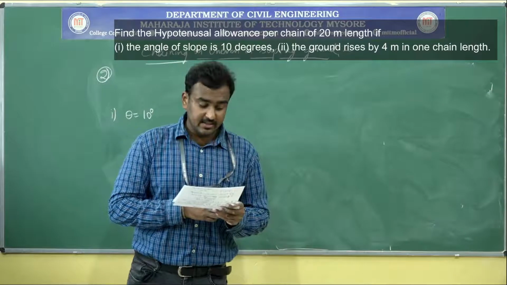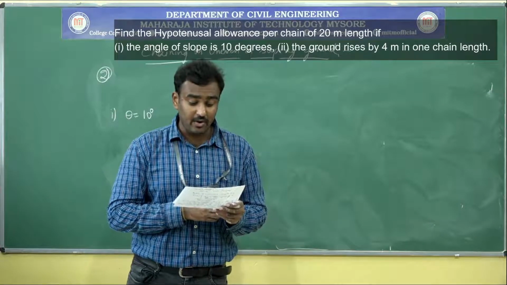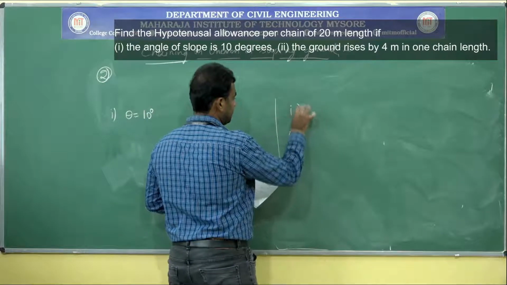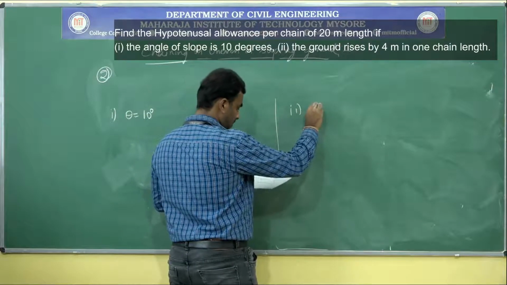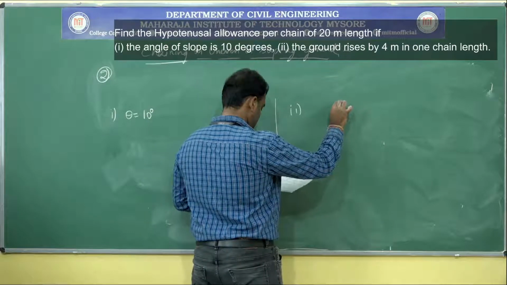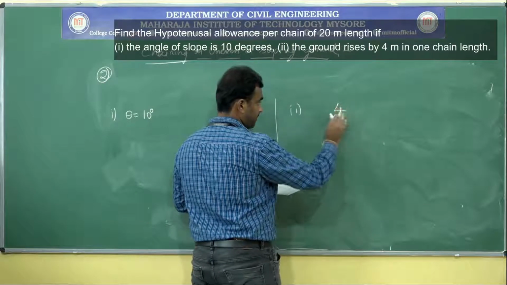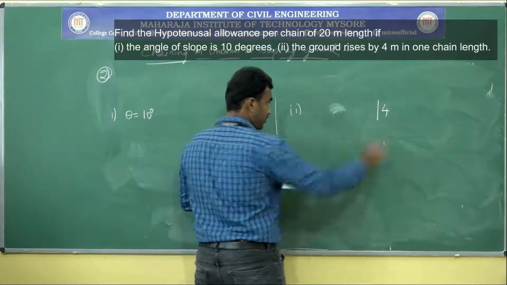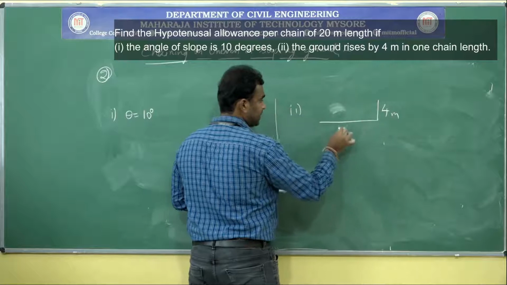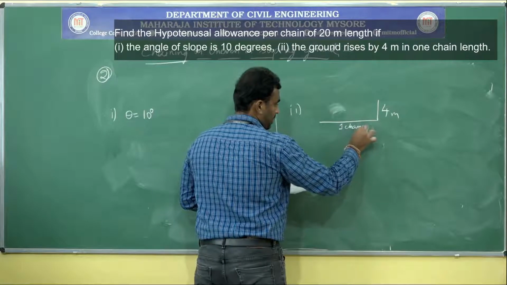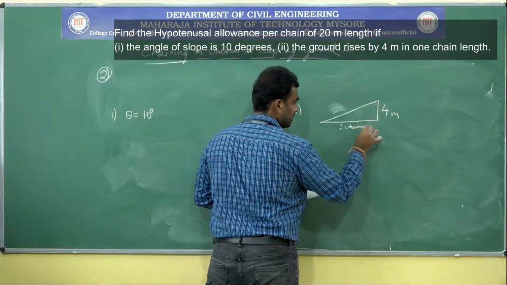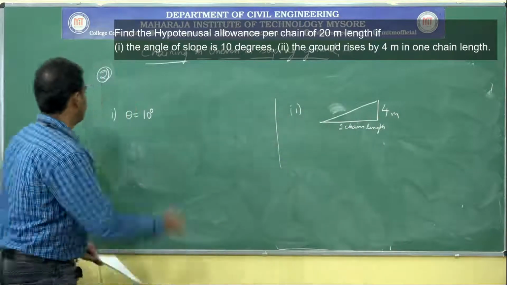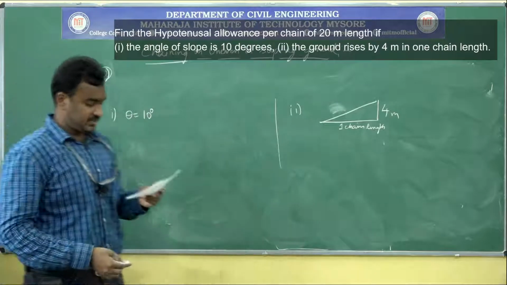The second condition is if the ground rises by 4 meters in one chain length. Slope is given. So this is the second data. Let us work on the first data.